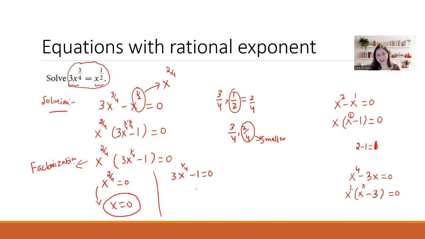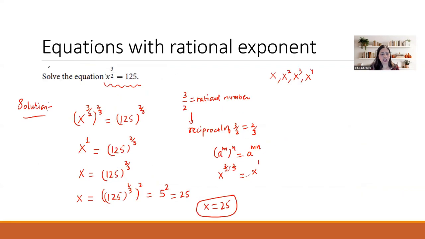From the other factor, let's see what we get. 3x raised to power 1 over 4 equals 1. So I first add 1 on both sides, and now you divide by 3. So when you divide by 3, you will get 1 over 3. Now this is similar to example number 1.